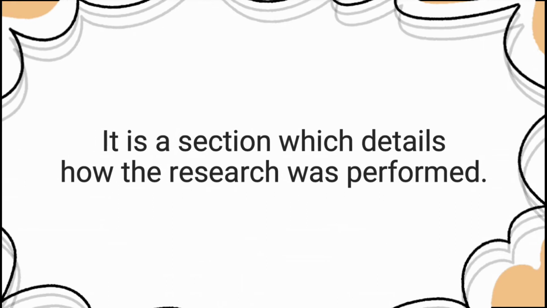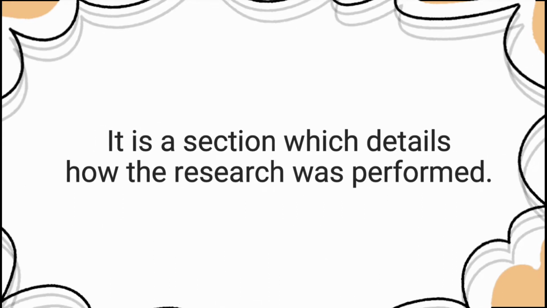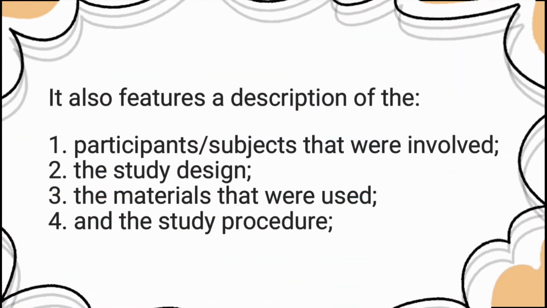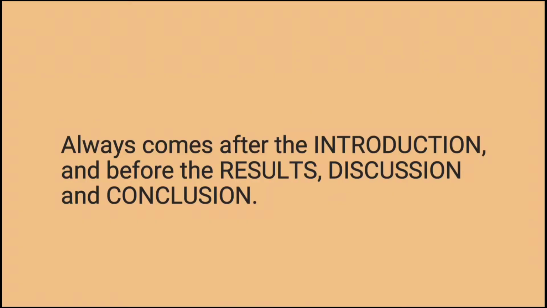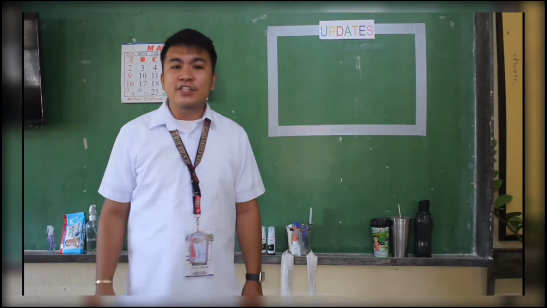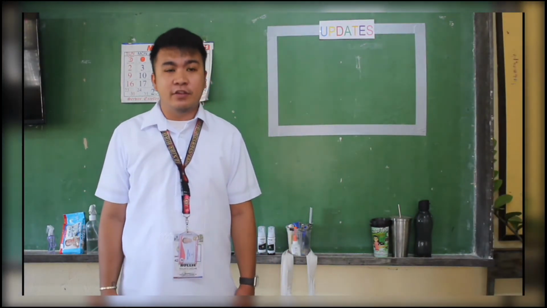Research methodology. It is a section which details how the research was performed. It also features a description of 1. The participants or subjects that were involved. 2. The study design. 3. The materials that were used. And 4. The study procedure. It always comes after the introduction and before the results, discussion, and conclusion. That is the official definition of research methodology.